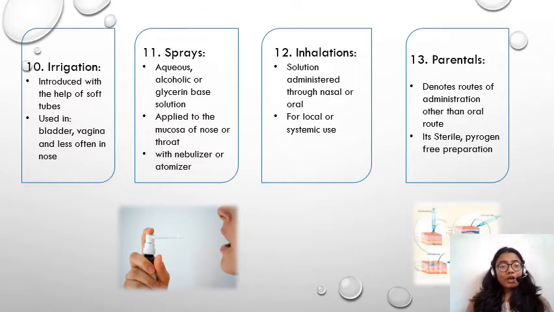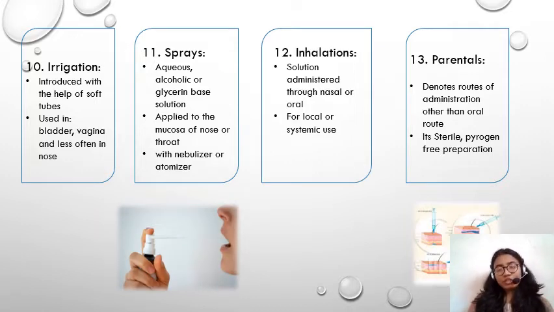Irrigations. Introduction with the help of a tube. It is directly given to the bladder or vagina and less often used in the nose. Next, sprays. Sprays are aqueous or alcoholic or glycerin solutions which again can be used for throat infection or even in a nebulizer or atomizer. As we all know, a nebulizer gives out steam, and in that form even drugs are given.